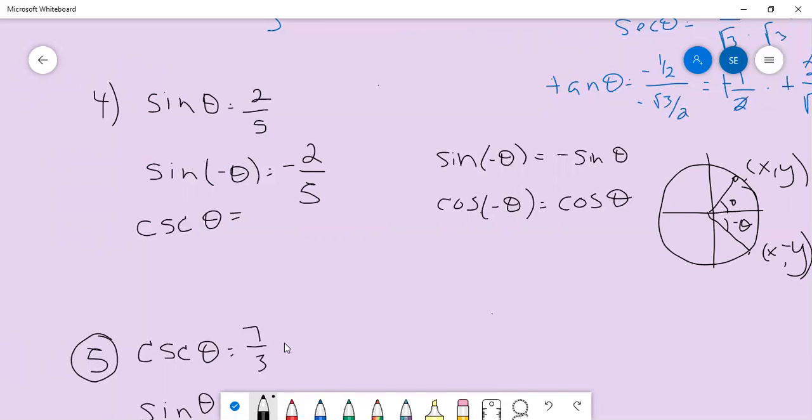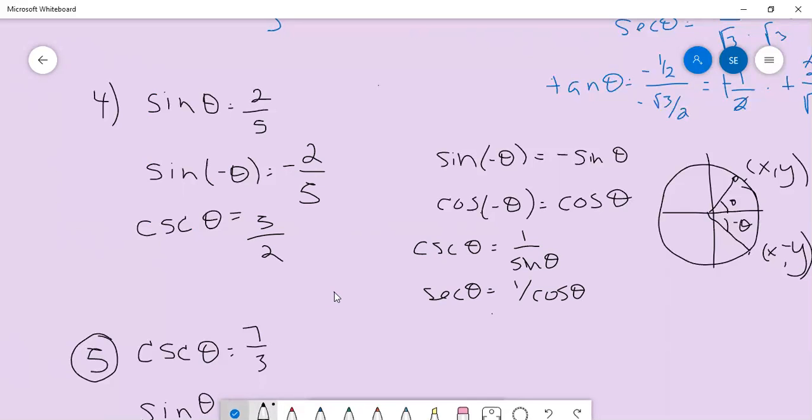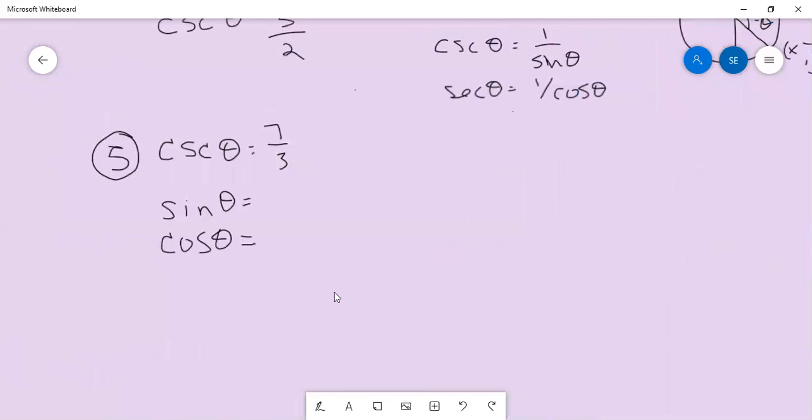Okay? And the other functionalities that they're invoking here are the reciprocal functions. So cosecant is 1 over sine. So I'm just going to write this down. Cosecant theta is 1 over sine theta. And our secant theta is equal to 1 over cosine theta. So in this case, we're just going to take the reciprocal of 2/5, which is 5/2.